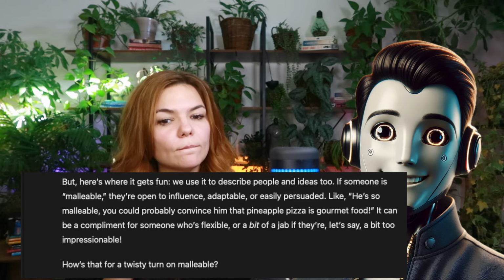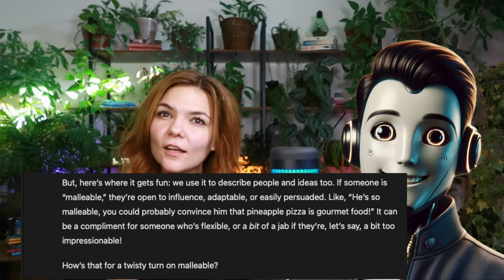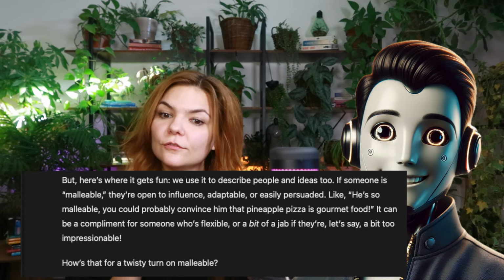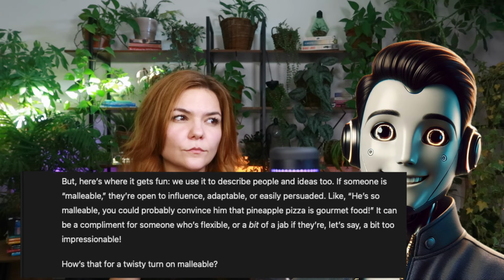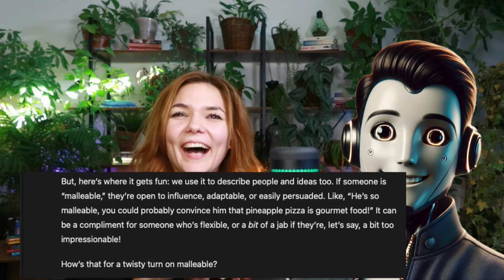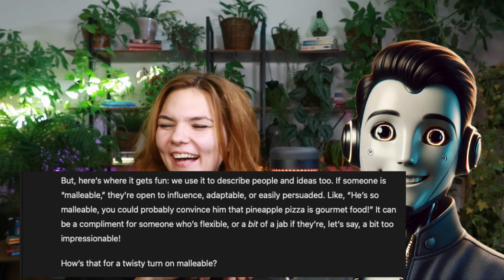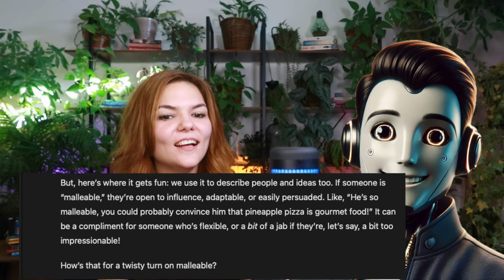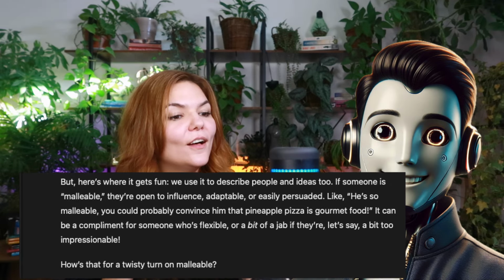But here's where it gets fun. We use it to describe people and ideas too. If someone is malleable, they're open to influence, adaptable, or easily persuaded. Like, he's so malleable, you could probably convince him that pineapple pizza is gourmet food. It can be a compliment for someone who's flexible, or a bit of a jab if they're, let's say, a bit too impressionable. How's that for a twisty turn on malleable?